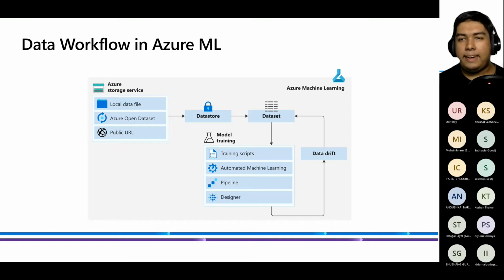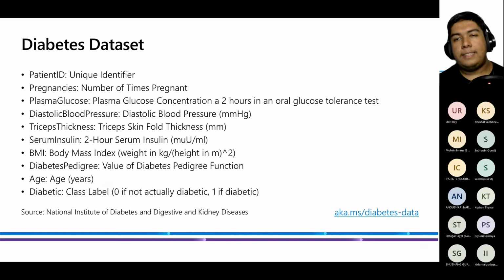So for that, there is a data drift removal algorithm also built into Azure, so that whenever you are training, you are sure that it is the same data set that is being used every time. So for this session, we will be using a data set which contains records from different patients. This is a diabetes data set that is sourced from the National Institute of Diabetes and Digestive and Kidney Diseases. So this is the data set we will be working on.